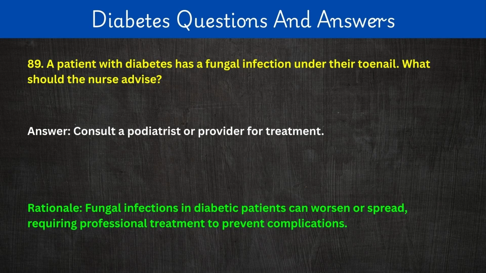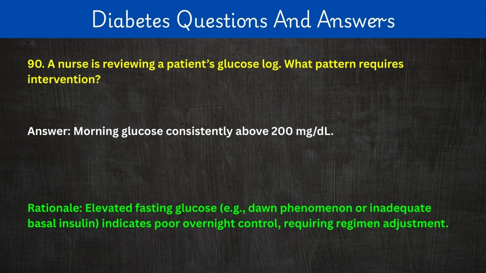Answer: consult a podiatrist or provider for treatment. Rationale: fungal infections in diabetic patients can worsen or spread, requiring professional treatment to prevent complications. 90. A nurse is reviewing a patient's glucose log. What pattern requires intervention? Answer: morning glucose consistently above 200 milligrams per deciliter.